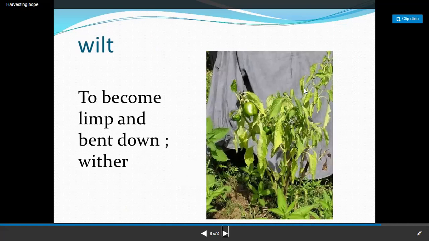Wilt. Like this bush right here, the vegetable is wilting, and the leaves are wilting. Why? Because there's not enough water, and if the plants stay without water for a long time, they will wilt. Wilt means they will become dry and they will die.